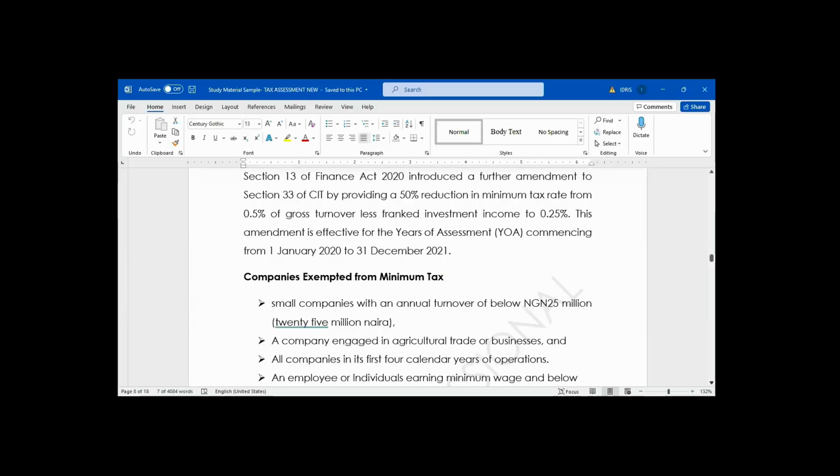Even when they make a loss, they will not pay minimum tax. There are some companies that are exempted from minimum tax, even when they make a loss. What are the companies that are exempted from minimum tax?